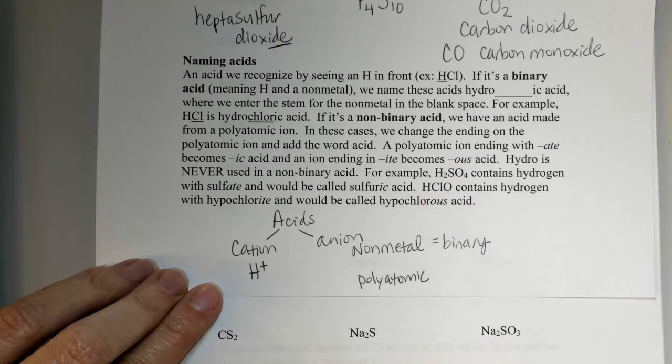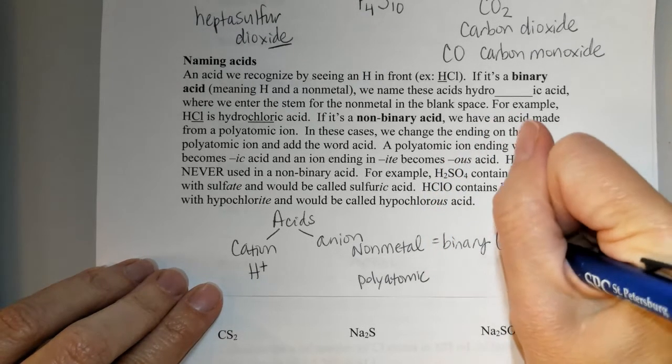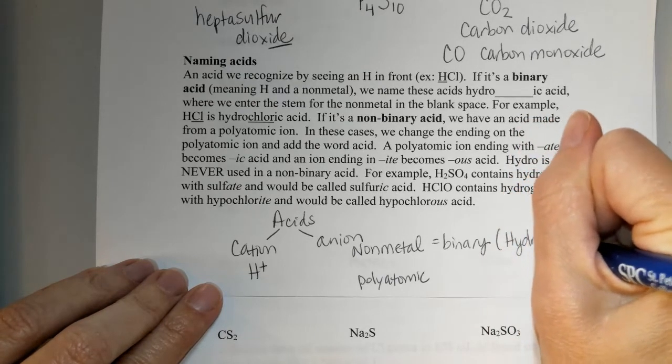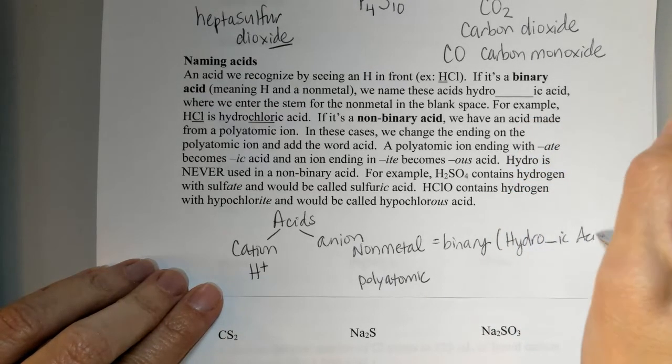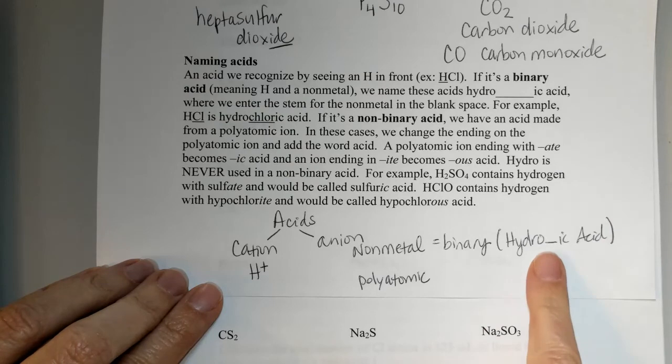And binary acids always have a very special name. They are hydro-ic acid, where all we have to do is plug in the stem for the nonmetal. So names like hydrochloric acid, hydrobromic acid.